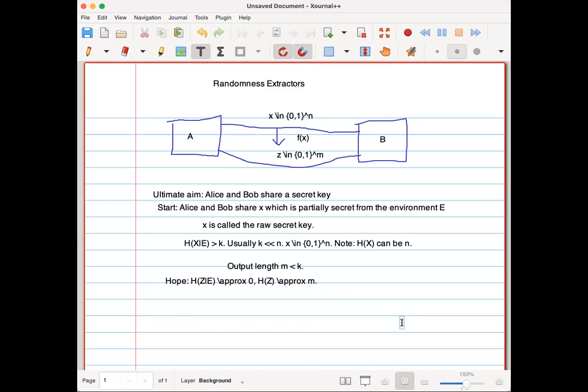So is the setup of the problem clear? Yeah. The aim and the setup. Okay, good. So let's proceed.